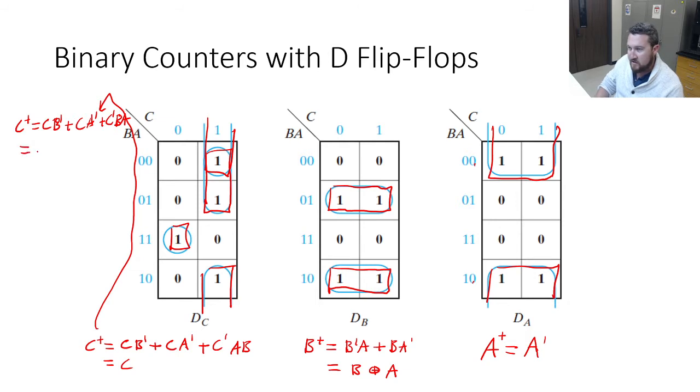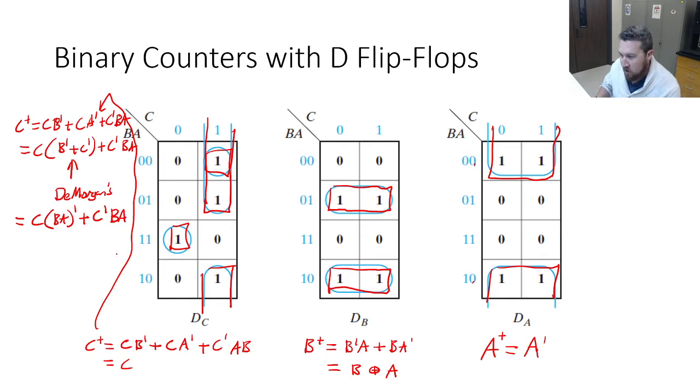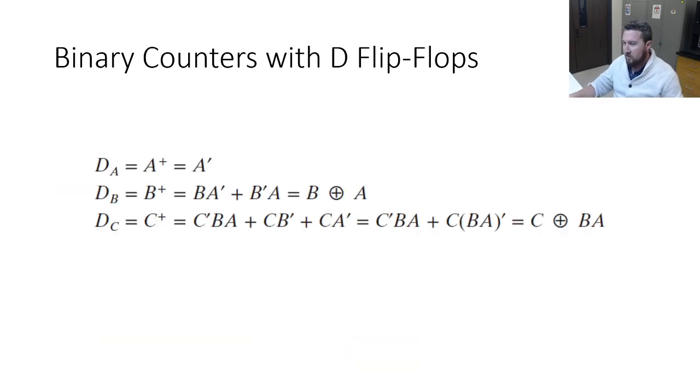I'm going to factor out the C, so I'm going to get C and B prime or C prime or C prime B A. Now here I can apply De Morgan's and get that C plus is equal to C and BA prime or C prime and BA, and hopefully we recognize this as an XOR operation, so this is going to be C XOR B and A. So there we go. This is just solving K-maps the way we've been doing it all semester.